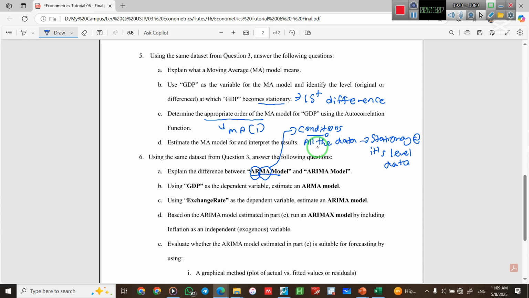So the next model is the ARIMA model. In the ARIMA model also you can see there is an AR term and there is an MA term, and there is another symbol called I, right?